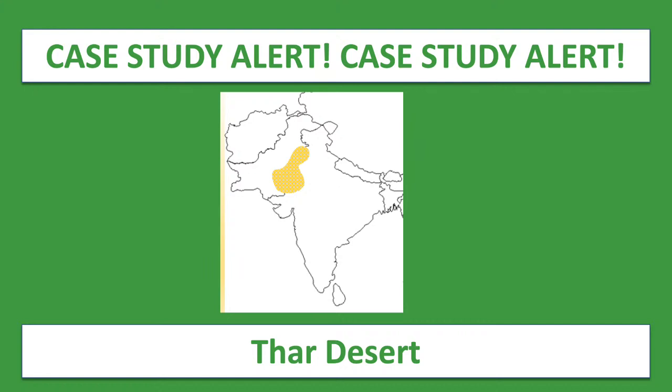Case studies. The Thar Desert, not the Thar Desert, the Thar Desert. Look at where it is. It's right on the border between India and Pakistan. And in fact, one of the world's great rivers runs more or less through it, the Indus, in much the same way as the River Nile runs through the Sahara. So the vegetation is quite sparse. It's about 200,000 square miles.